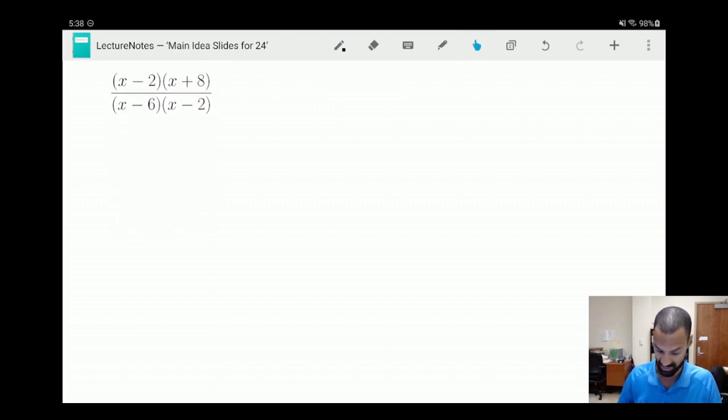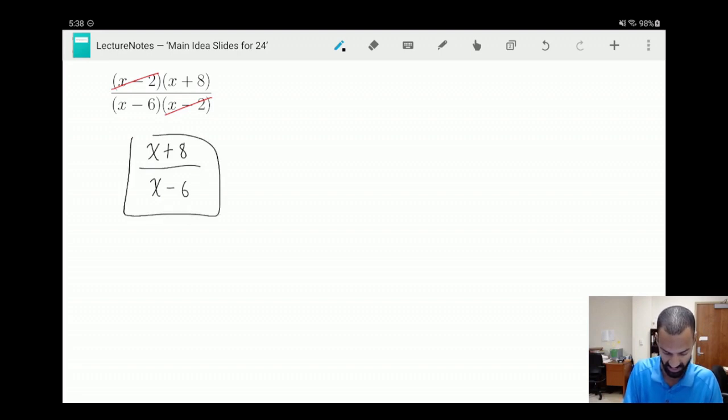So this right here is a rational expression, x minus 2 times x plus 8 over x minus 6 times x minus 2. You'll notice that x minus 2 over x minus 2, those two divide out. They become 1s. So that becomes 1 times x plus 8, which is x plus 8. And that becomes x minus 6 times 1, which is x minus 6. So you'll notice this simplifies to x plus 8 over x minus 6.